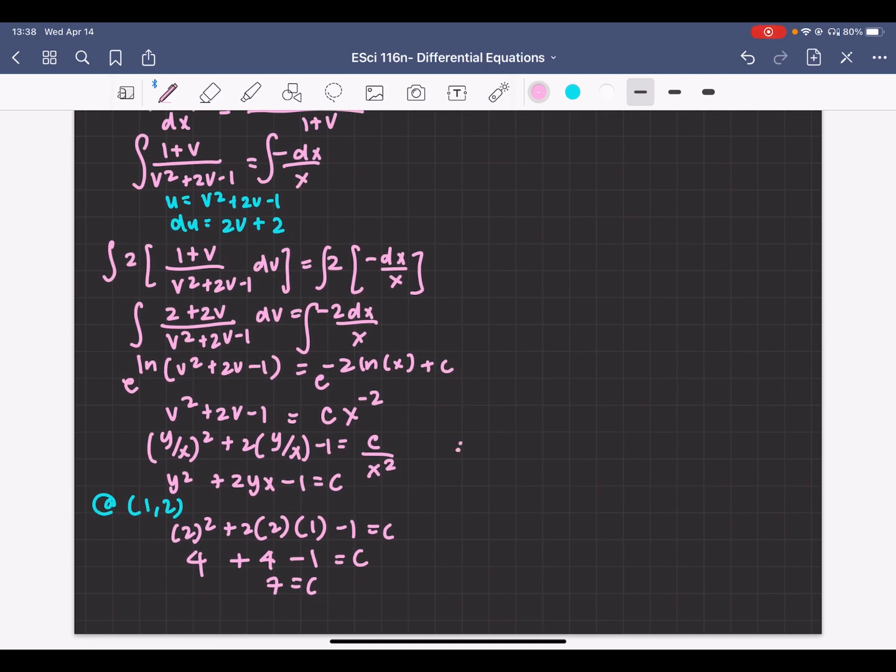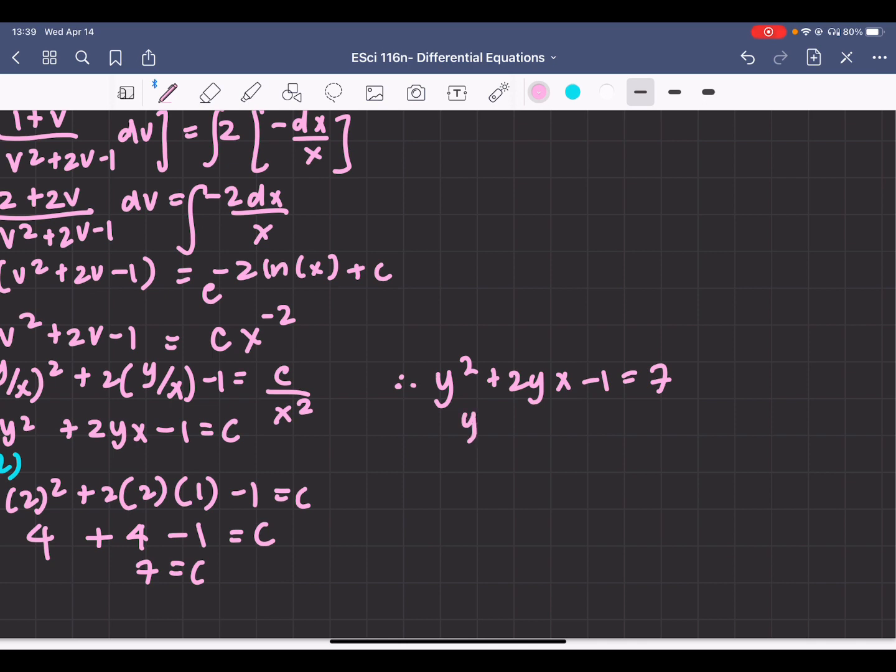Therefore, our final equation is y squared plus 2yx minus 1 is equal to 7, and that can be simplified to y squared plus 2yx minus 8 is equal to 0. And that is our final answer.